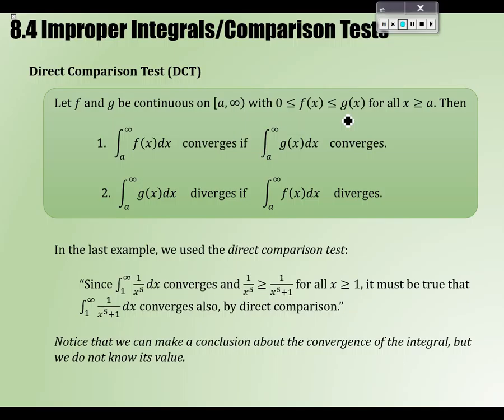By the way, I realize there's a lot of text in this PowerPoint. The big picture idea here is if you're bigger than a known divergent series, then you diverge. If you're smaller than a known convergent series, then you converge. Excuse me, I just made the error. Integral, excuse me. If you're bigger than a known divergent integral, then you diverge. If you're smaller than a known convergent integral, then you converge.